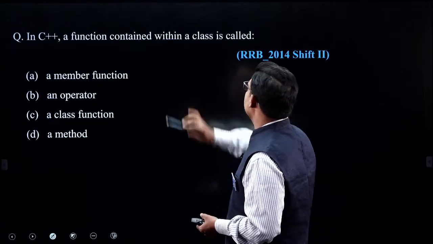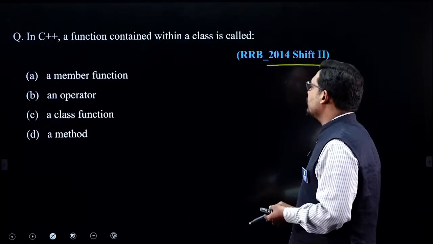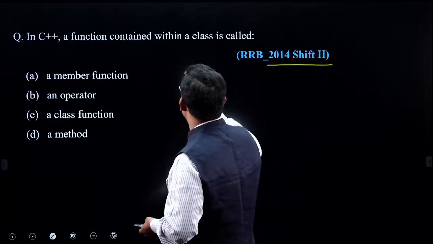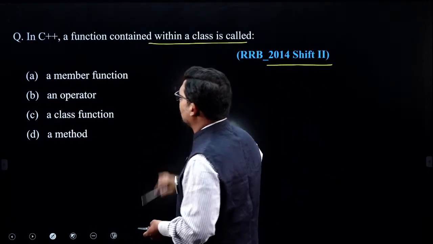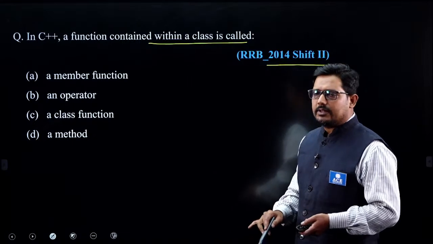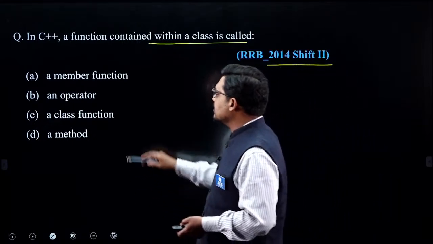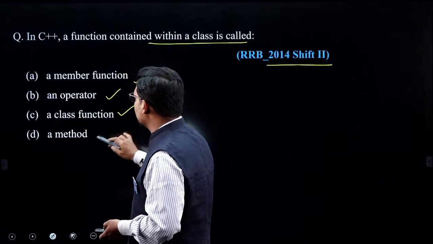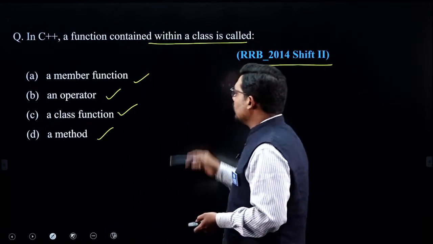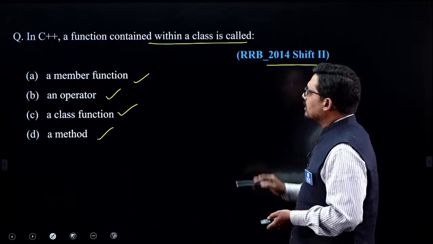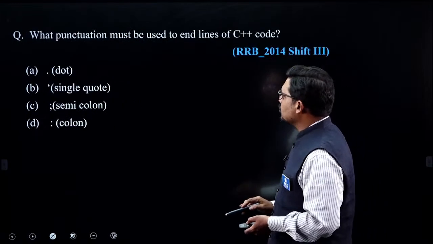Now let's look at this question from 2014 shift 2. A C++ function contained within the class is called: member function, operator, class function, or a method. We know that here A is the correct answer for this question.